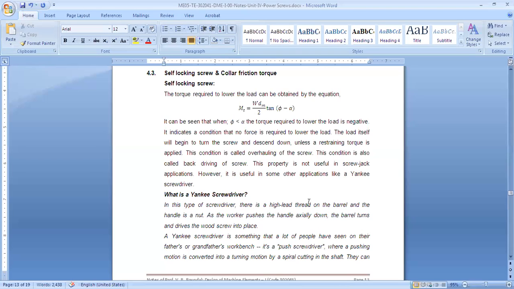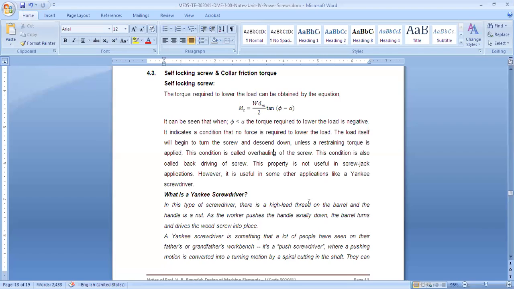What does this mean? This means that to lower this kind of a screw, where phi is less than alpha, we will not require any load and it will come down by itself. Okay. Now, what is this? This is a concept we will contrast with the self-locking screw. This property means it will come down without any additional load.